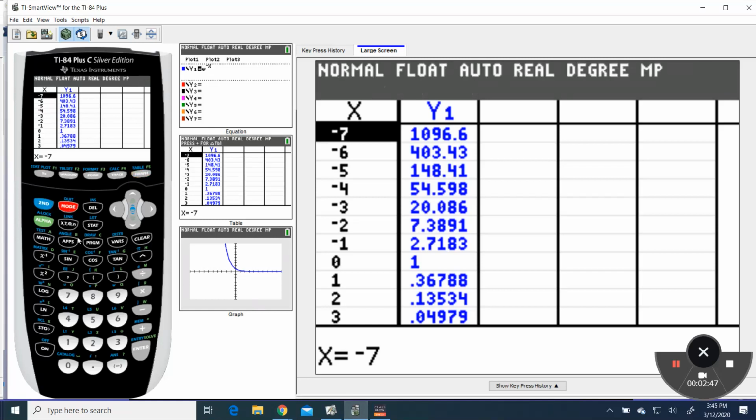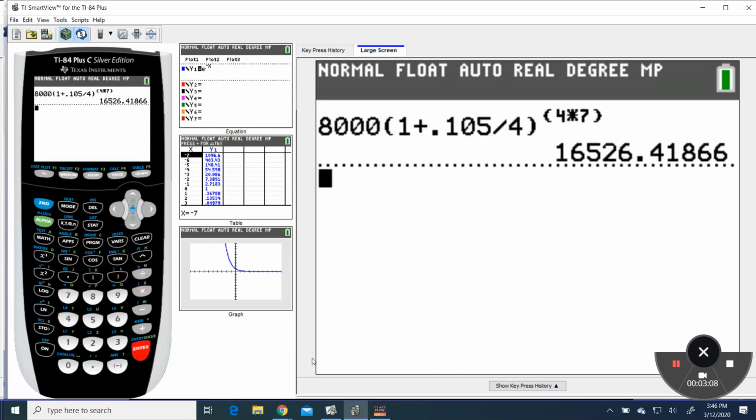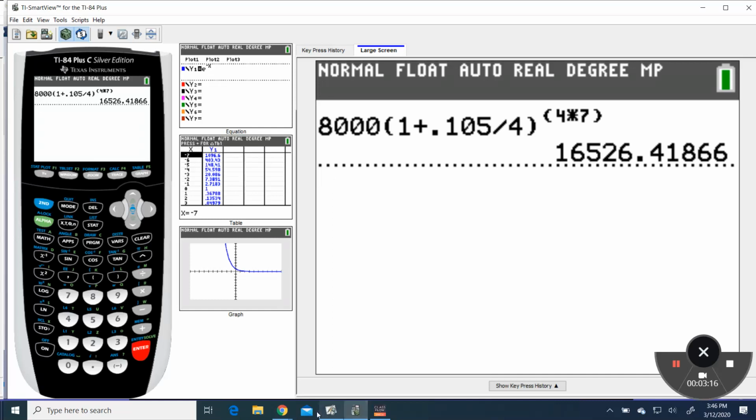So I get out of this. I clear here. So I go 8,000 parentheses 1 plus 0.105 divided by 4, to the up arrow, 4 times 7. Hit enter. So 16,526. So 16,526 and 42 cents.